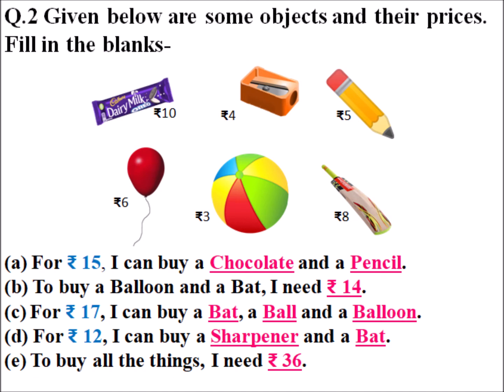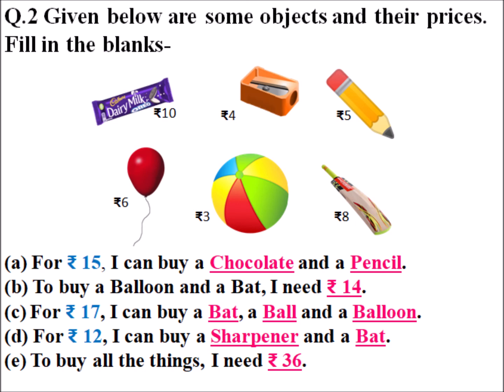For rupees 17, I can buy a bat, a ball and a balloon. How? Because the cost of a bat is rupees 8, the cost of a balloon is rupees 6 and the cost of a ball is rupees 3. If we add these three amounts, we will get rupees 17.